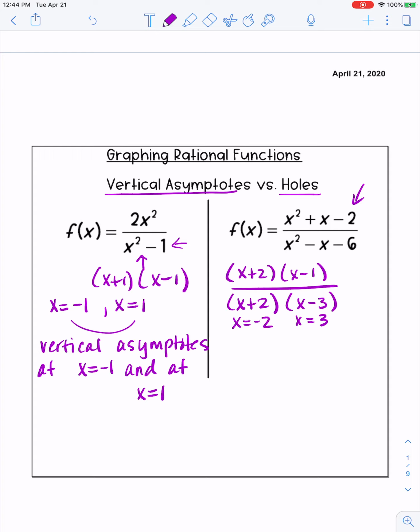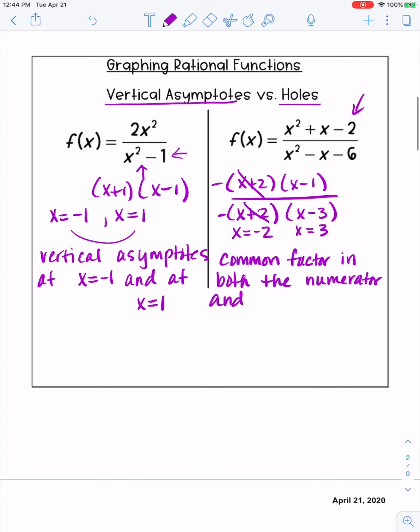However, the difference between the second situation and the first one is, do you see that I have an x plus 2 here and I have an x plus 2 here? Because I have a common factor that cancels out, that creates a hole. So that common factor in both the numerator and denominator creates a hole. That's different than the first example because I didn't have any common factors over here that could cancel out. Here I did. So since that x plus 2 creates a 0 in the denominator and it has a common factor, that undefined scenario becomes a hole.